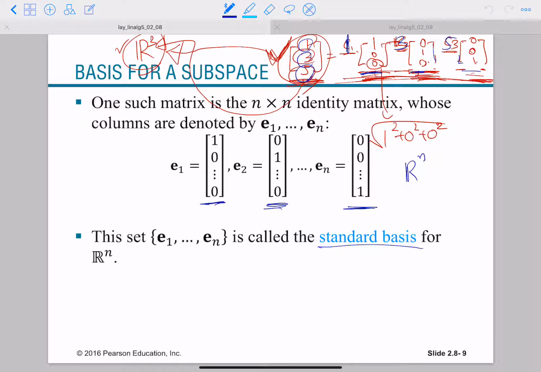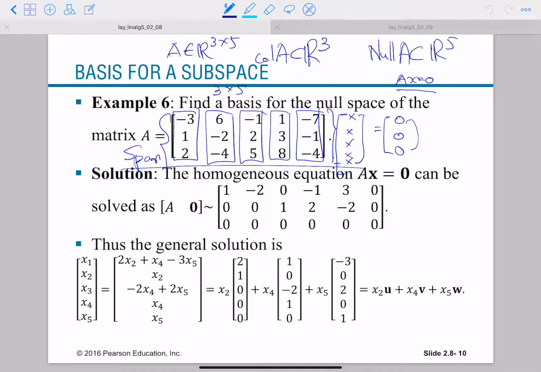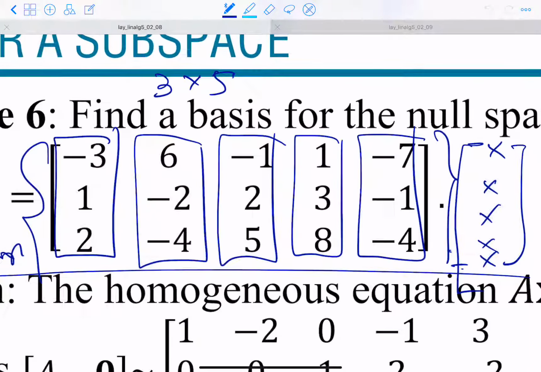Okay, let's continue. Right, then let's look at this example again. In order to find the basis vector for the null space of a given matrix. Okay, so we are given this matrix, and then we know the definition of the null space, right?